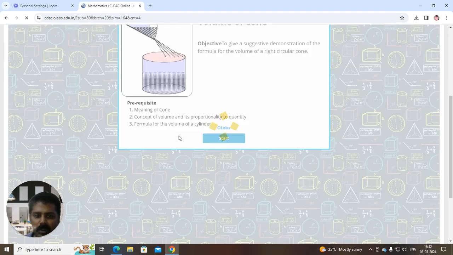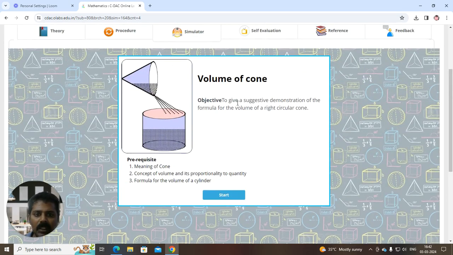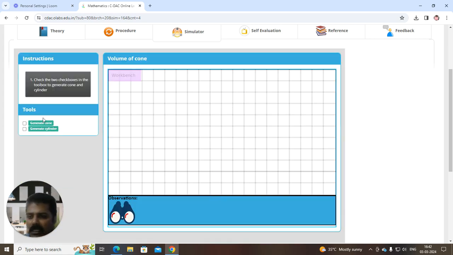Once you observe this, the objective is to give a suggestive demonstration of the formula of the volume of a right circular cone. What is the meaning of a cone? We already know. The concept of volume, how much it can hold, is called volume. Now first I will generate the cone.